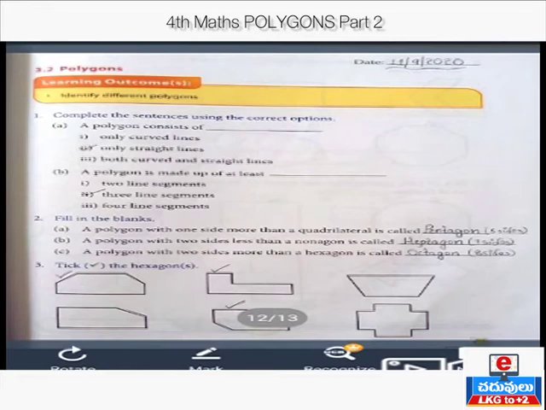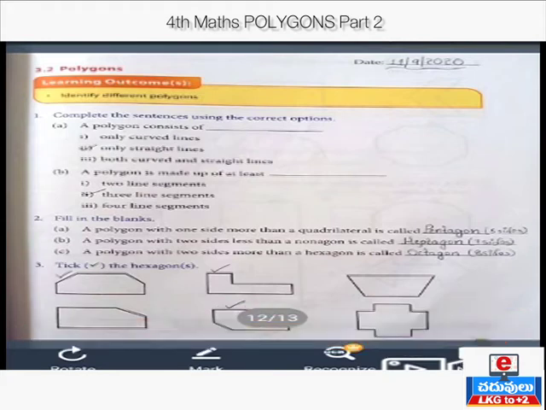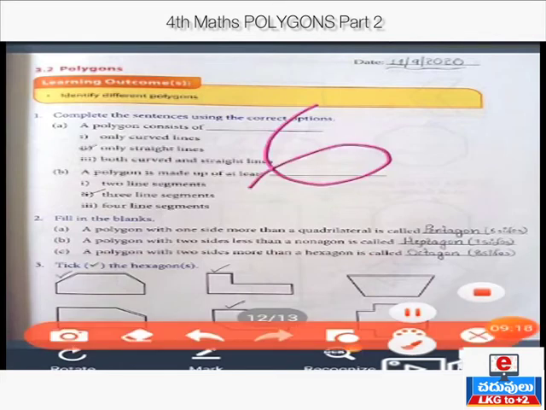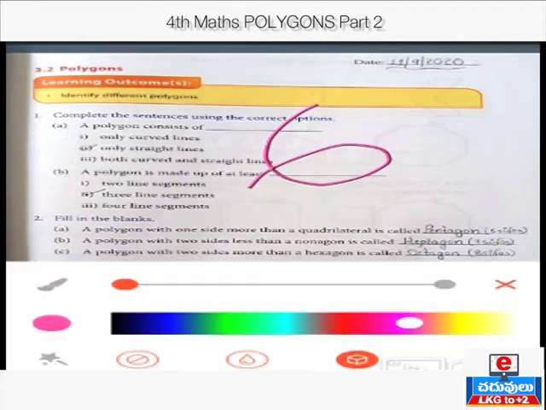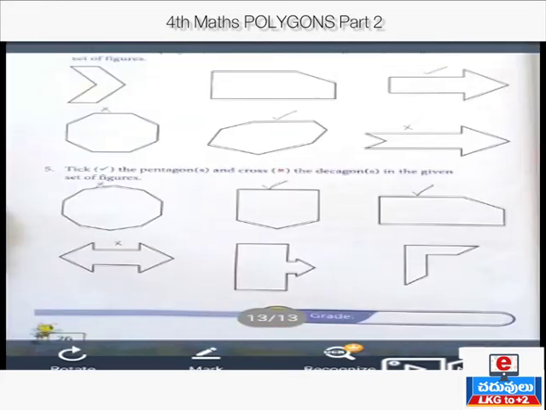Okay, in this, only the first diagram, second and fifth diagram are hexagons. Understand, children? Hexagons, once again I explain, hexagon means a 6-sided polygon. Okay. Yes. Coming to the next page.